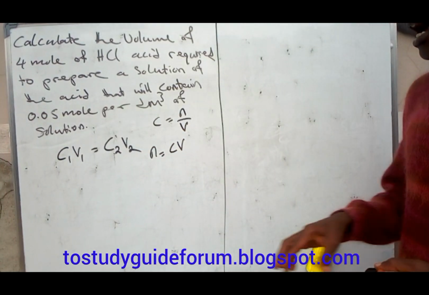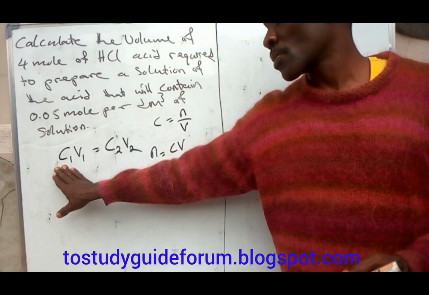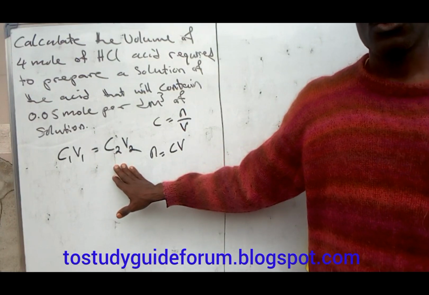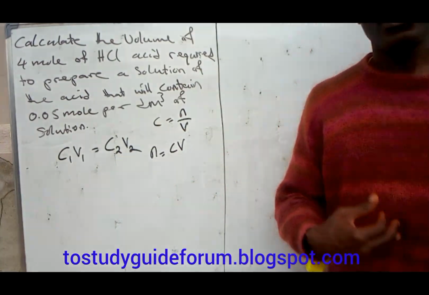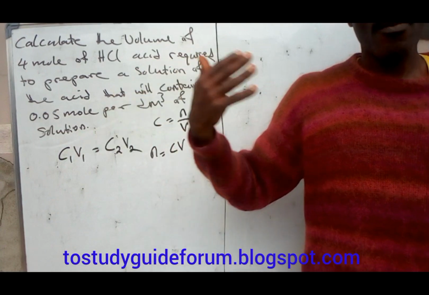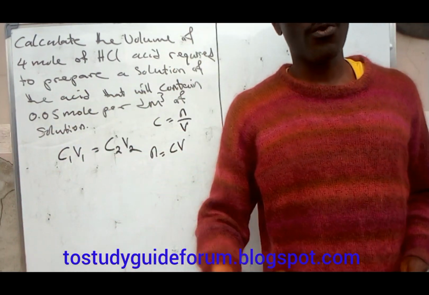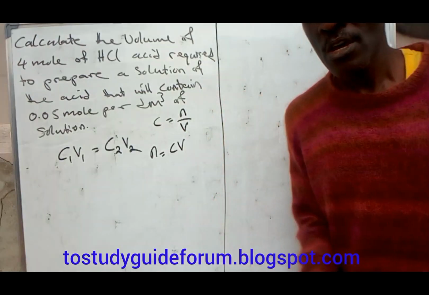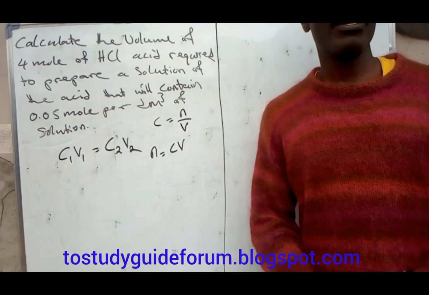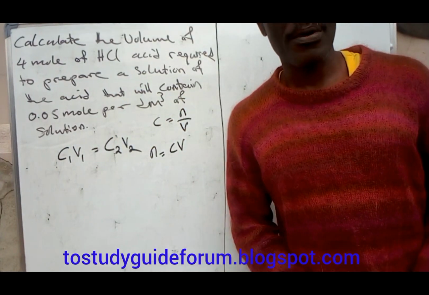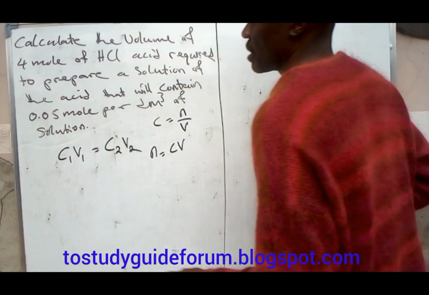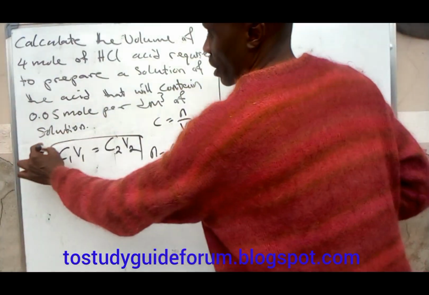That is to say, the amount in the initial solution is the same thing as the amount in the final solution, because we know that when water or distilled water is added to a solution, the amount contained in it does not change. Rather, the volume of the water changes, but the amount remains the same. This is very important in volumetric analysis when we're analyzing for maybe concentration or gram per dm cube in volumetric analysis.